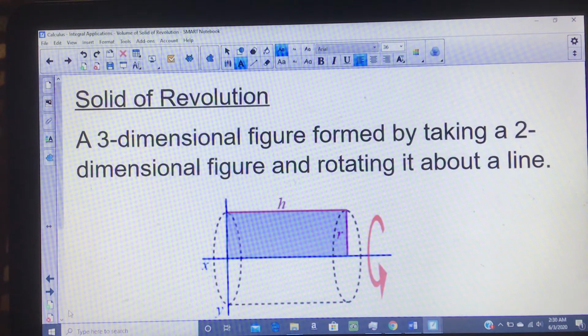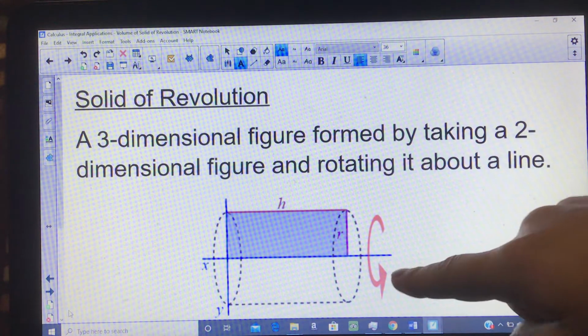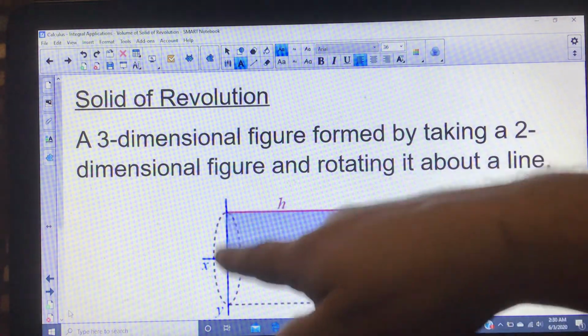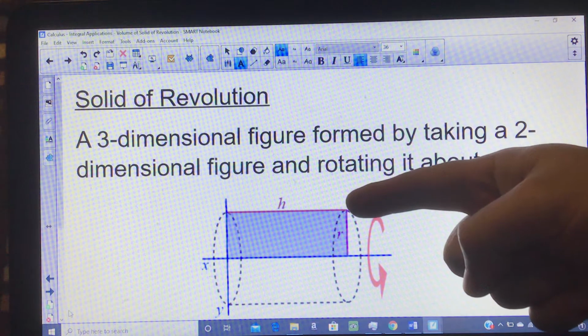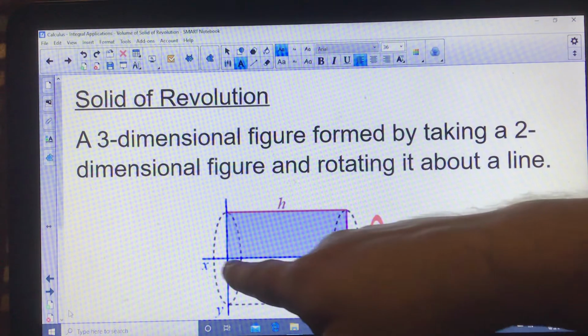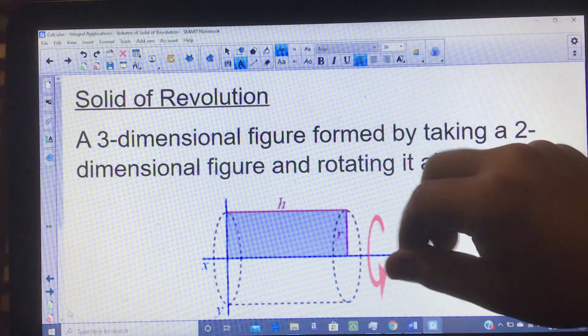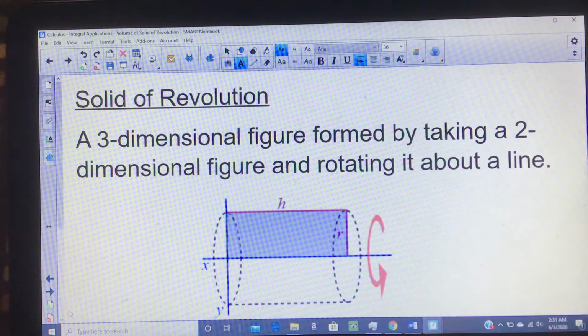All right, so what is a solid of revolution? It's a three-dimensional figure. How is it formed? It's formed by taking a two-dimensional figure and rotating it about a line. Here's an example: a rectangle and the x-axis, and pretend you start spinning the rectangle around the x-axis. You could picture the rectangle glued onto a stick. Start spinning the stick really fast, and it would trace out this cylindrical volume.